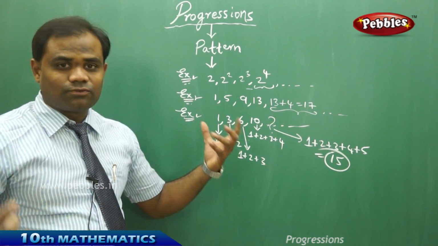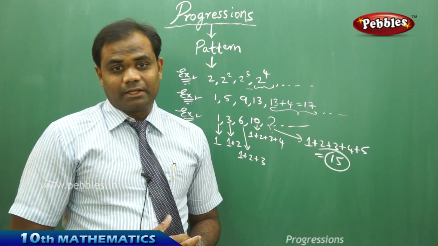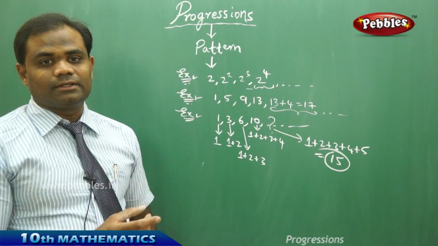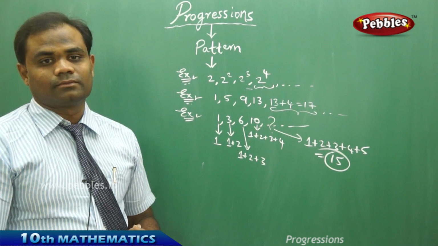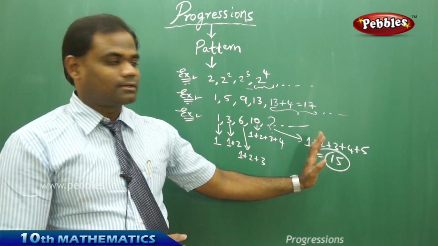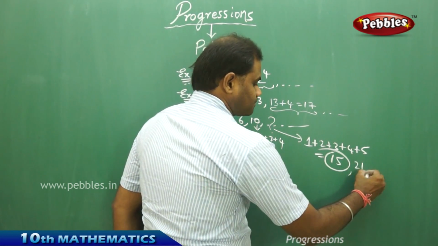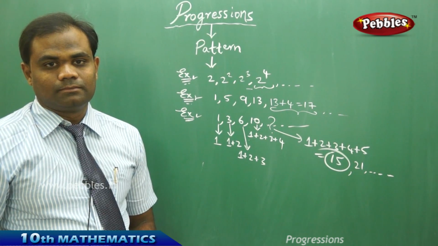So there might be various forms in mathematics or mathematical properties through which patterns exist. It is very important to identify the exact pattern which the mathematical terms follow. In this case being 1, 1 plus 2, 1 plus 2 plus 3, etc. 15, and then comes 21, etc. is how we identify the pattern here.